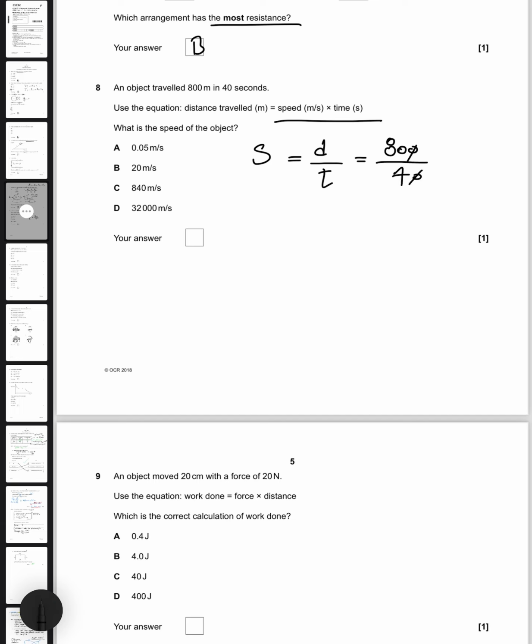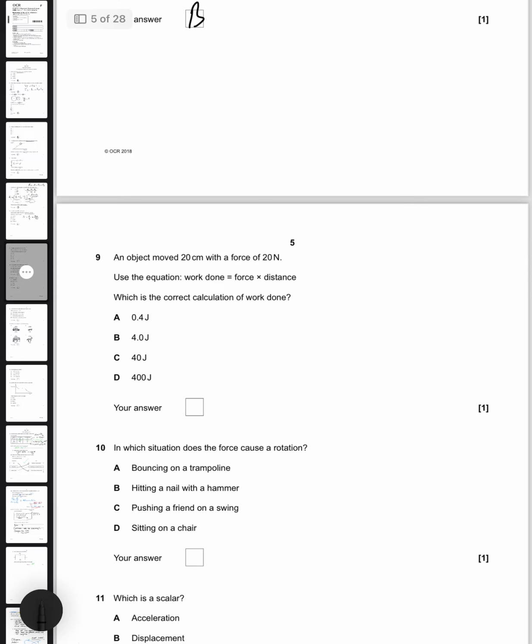The zeros cancel out, and if you divide 80 by 40, you're just going to get 20 meters per second, which is choice B. Now let's go ahead and take a look at question number 9.